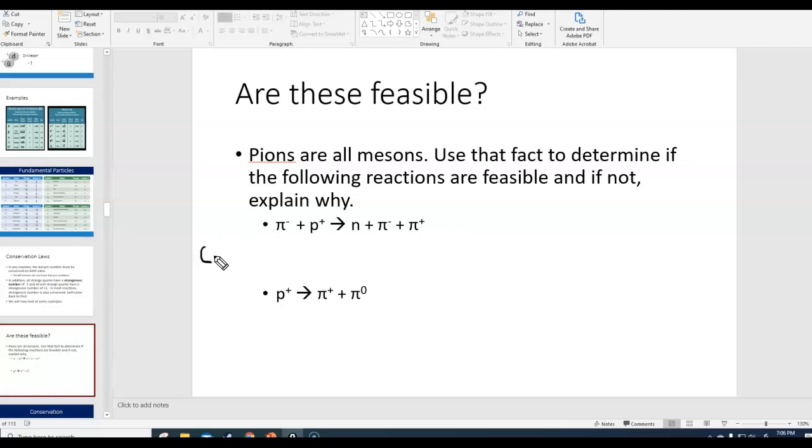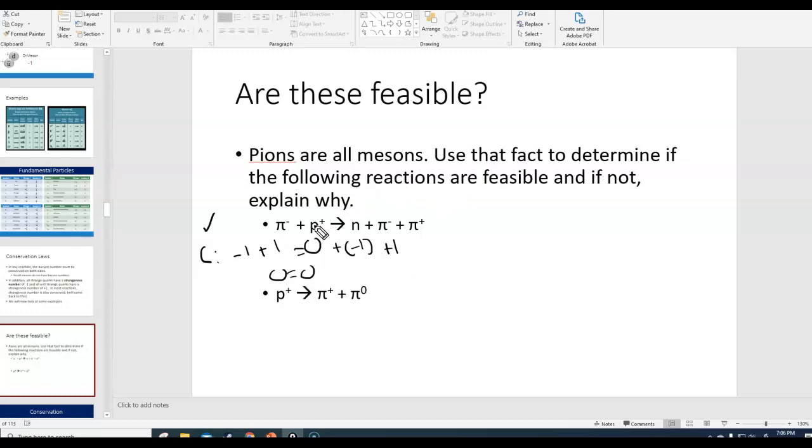Let's start with conservation of charge. Negative pion has a charge of -1, and a proton has a charge of +1. A neutron has a charge of 0. Negative pion has a charge of -1, and a positive pion has a charge of +1. So we have 0 on the left, and we have 0 on the right, and so charge is conserved. Now, that doesn't mean it's a feasible reaction. It just means that it doesn't violate conservation of charge.